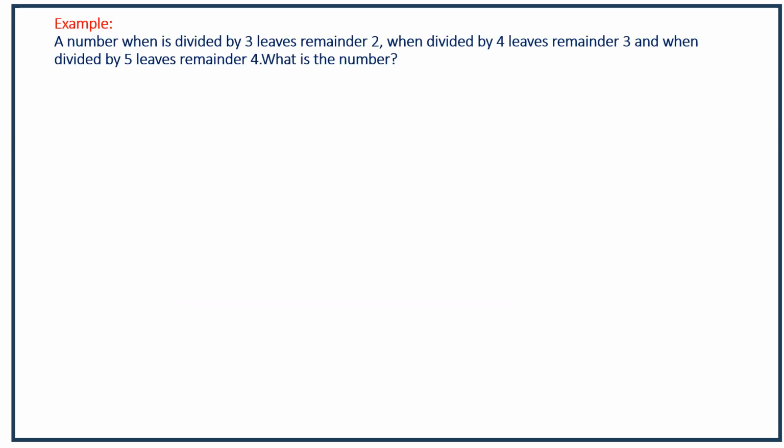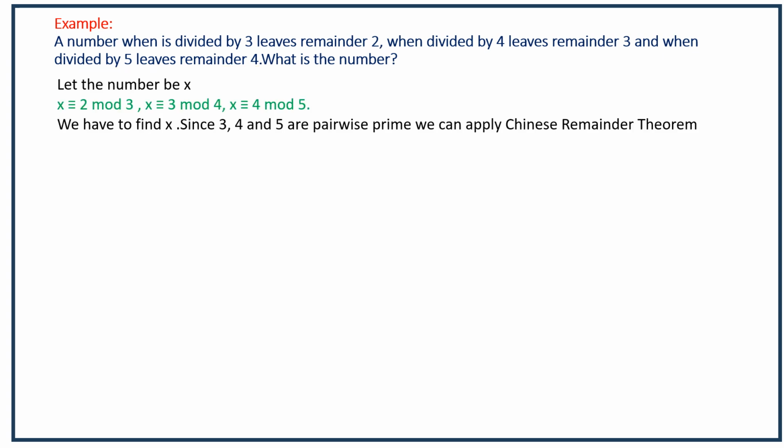Now a question: a number when divided by 3 leaves remainder 2, when divided by 4 leaves remainder 3, and when divided by 5 leaves remainder 4. What's the number? So it is given in the word problem, so we'll frame the equations. Let the number be x, and x is congruent to 2 modulo 3. That means when it is divided by 3 leaves remainder 2. Same when it is divided by 4 leaves remainder 3, and when divided by 5 leaves remainder 4. So there are three congruences, not equations. We have to find x.